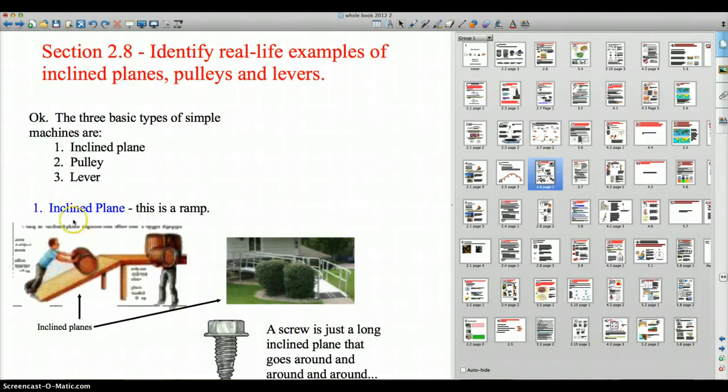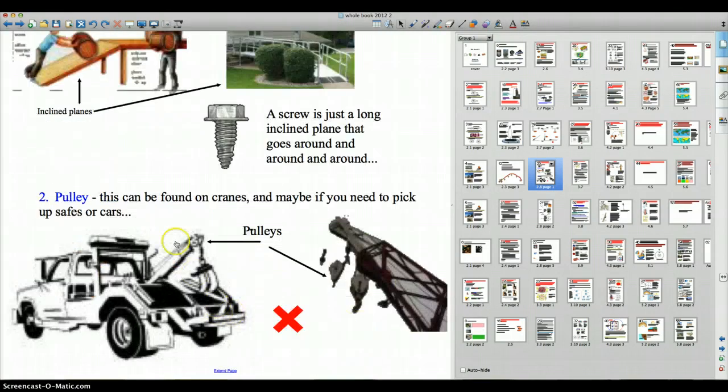Real life examples. Here's an inclined plane, a ramp, and a screw. A pulley can be found on, let's say, a tow truck or a crane.